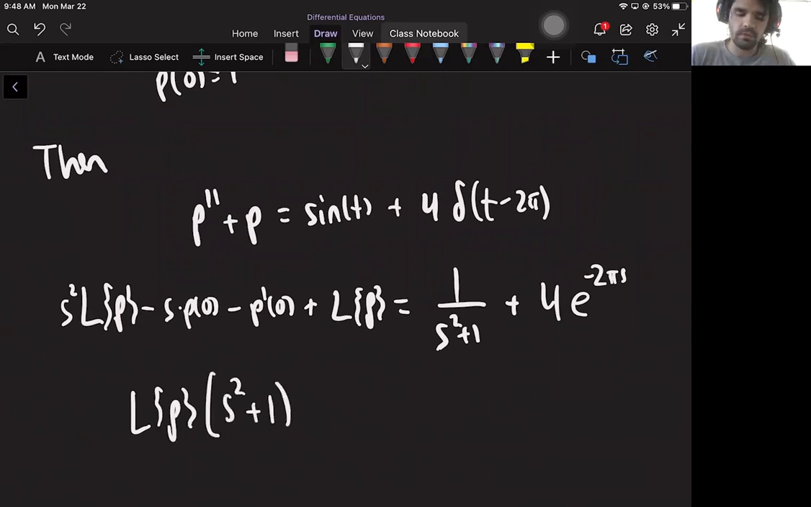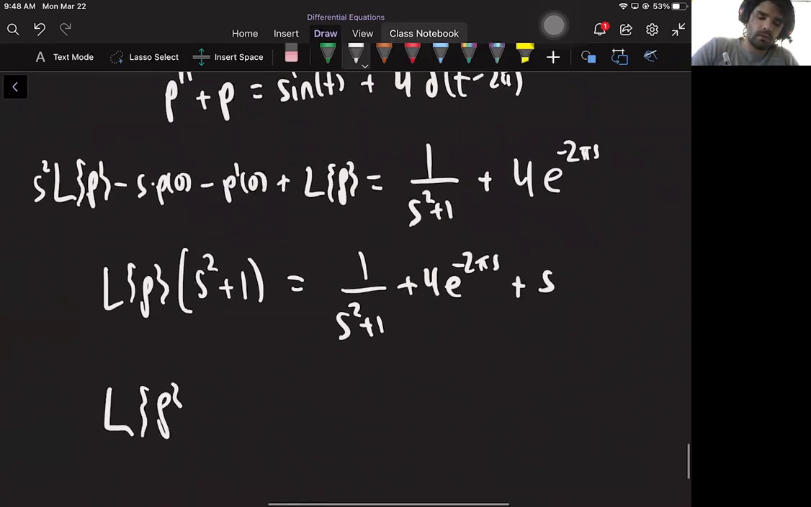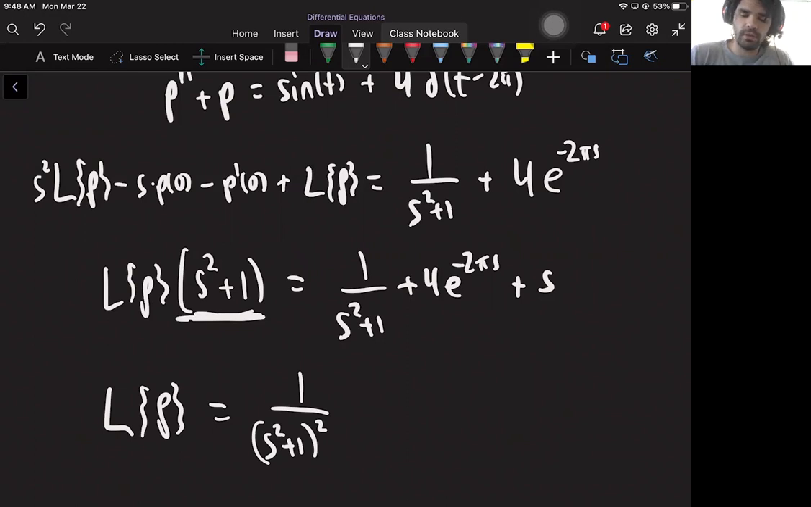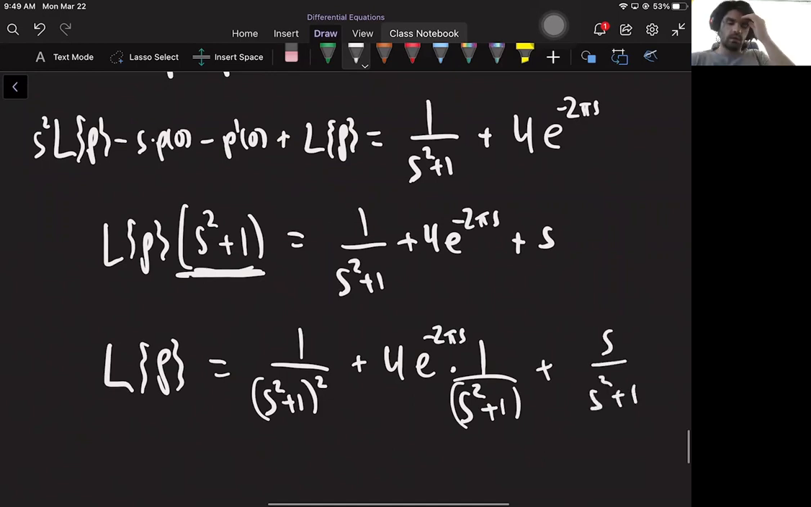Still going to factor out my s squared plus 1 here, and I'm going to add the s over. And then divide to get the Laplace transform of p alone. And then we are on our way. Okay, s squared plus 1. Dividing by this one, it's going to make 2 of them, so that's going to be squared. 4e to the negative 2 pi s times 1 of them here, plus s over s squared plus 1. Okay, so this first term is the most interesting term.